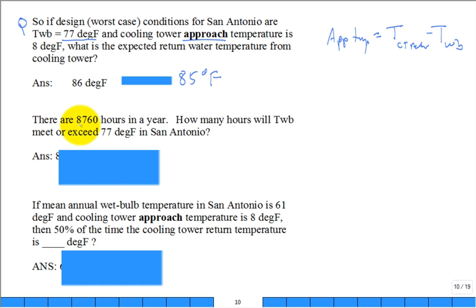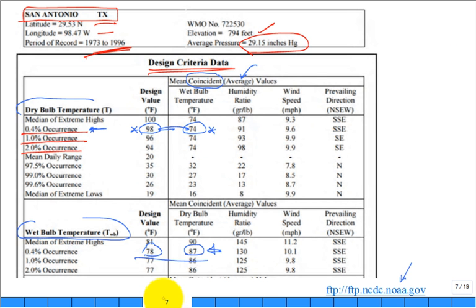There are 8,760 hours in a year. That's a standard year, 8,760 hours in a year. How many hours will the wet bulb meet or exceed 77 in San Antonio? So you come back here, and this is 78. This is 77. So this is the 77. It's a 1% occurrence.